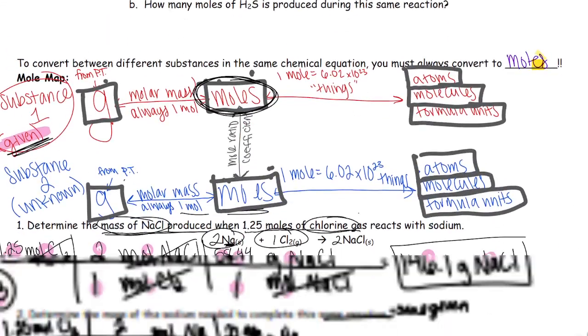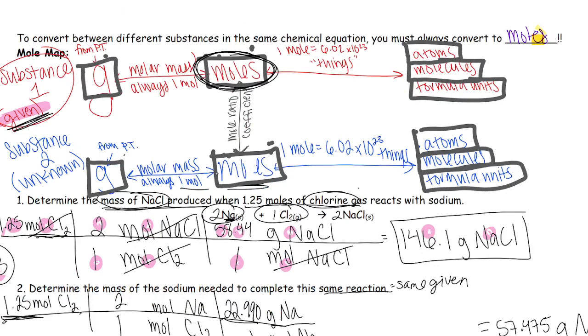And from moles of NH3, I can go other different ways. I can go to atoms or molecules or formula units, but again, that's not what the question is asking. This question is specifically asking for grams of NH3, which is grams of my second substance, so I'm going to go from moles to grams.